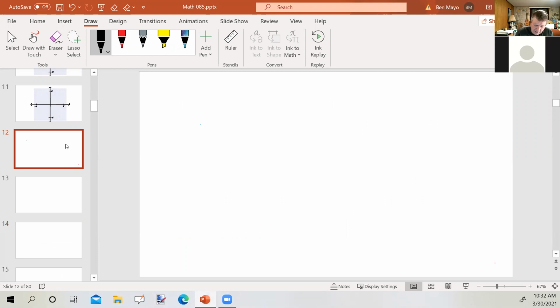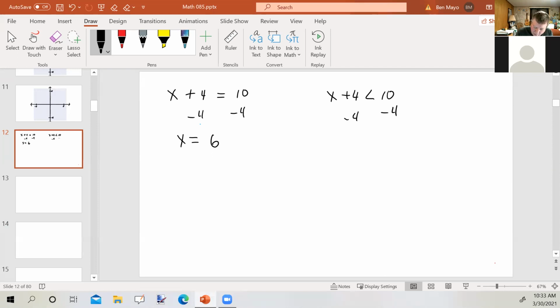Let's start off with how you solve an equation. Let's say you've got x plus 4 equals 10. To solve this equation, you would subtract 4 from both sides of the equation and you would get x equals 6. Any questions on that? All right, let's say you've got x plus 4 is less than 10. Again, you subtract the same quantity from both sides and you get x is less than 6.